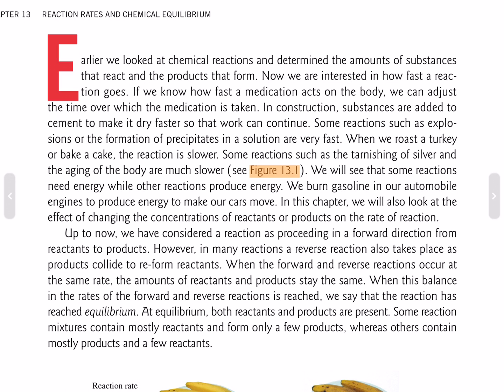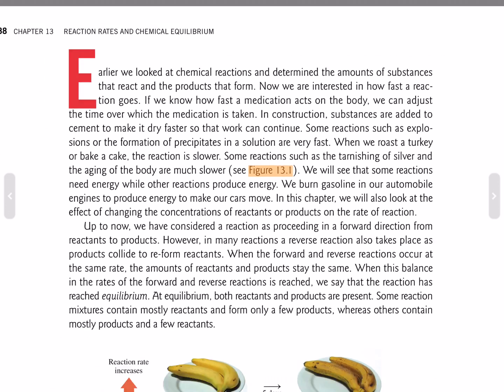However, in many reactions, a reverse reaction also takes place as products collide to reform reactants. When the forward and reverse reactions occur at the same rate, the amounts of reactants and products stay the same. When this balance of the rates of forward and reverse reaction is reached, we say the reaction has reached equilibrium. At equilibrium, both reactants and products are present. Some reaction mixtures contain mostly reactants and a few products, whereas others contain mostly products and a few reactants.